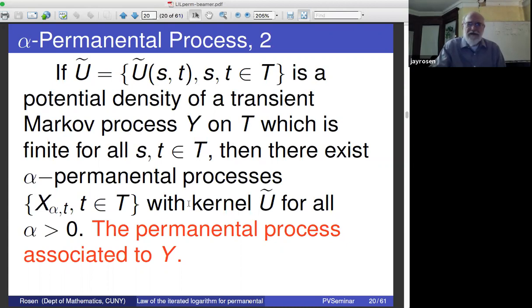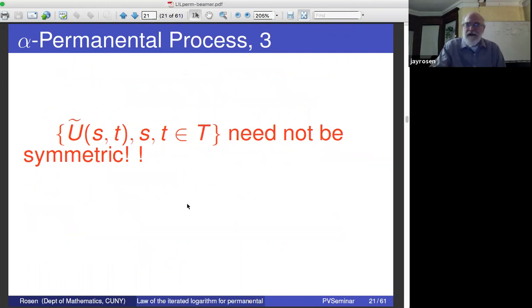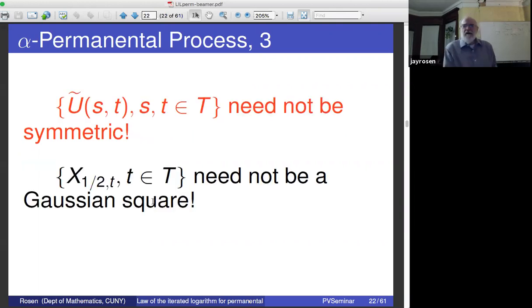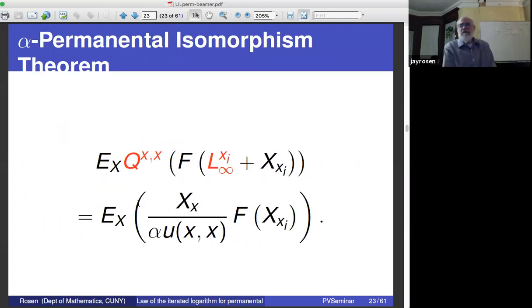Stare at this a moment, because the next slide says that there was no condition there of symmetry. So if you have any Markov process, basically, with a nice potential, then you can find alpha-permanental processes with the kernel U. In particular, the x with alpha one-half doesn't have to be a Gaussian square. So this is something new. And amazingly, Eisenbaum and Kaspi show that there is an isomorphism theorem that relates just like the Dynkin isomorphism theorem. In fact, it gives you the Dynkin in the case where alpha is a half and the x are Gaussian squares. But we have a general result here.